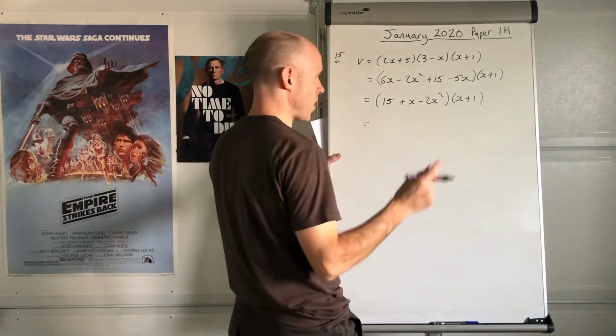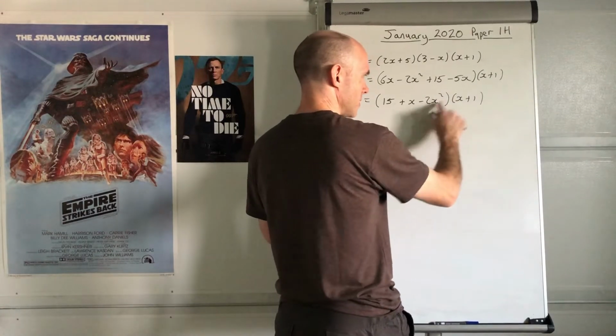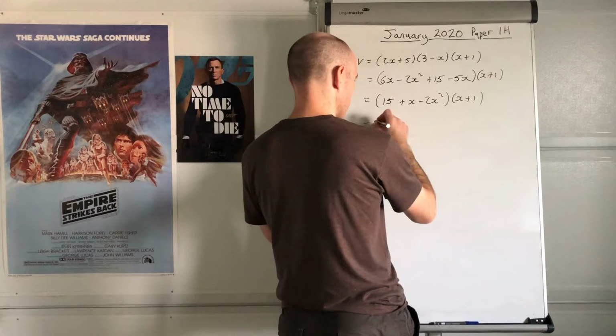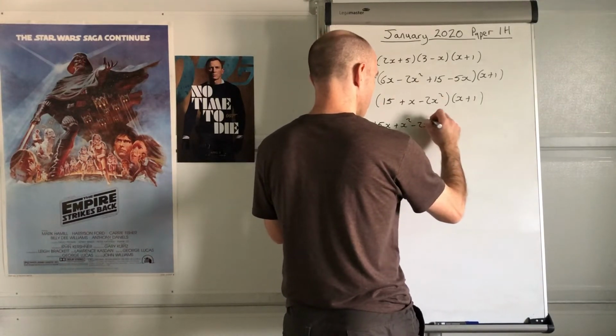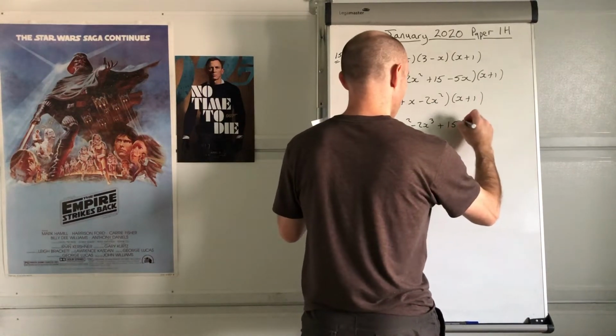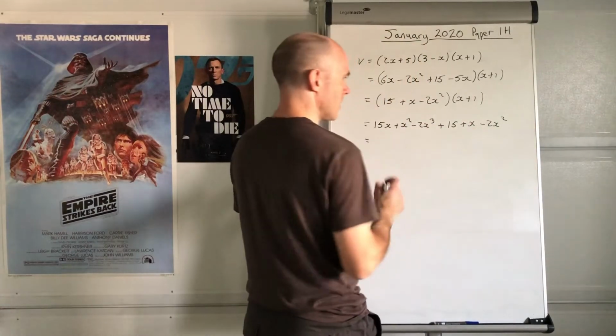And then what I do is I do all of those 3 times that, and then all of those 3 times that. You might do it differently, but that's how I do it. So all of those times x gives me 15x plus x squared minus 2x cubed. And then all of those times 1 gives me 15 plus x minus 2x squared.